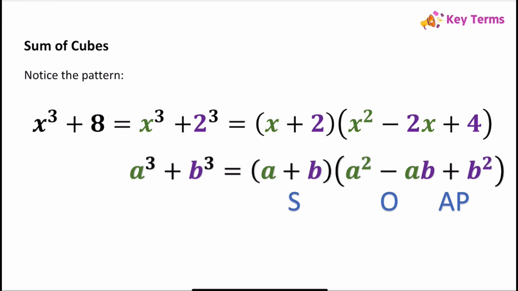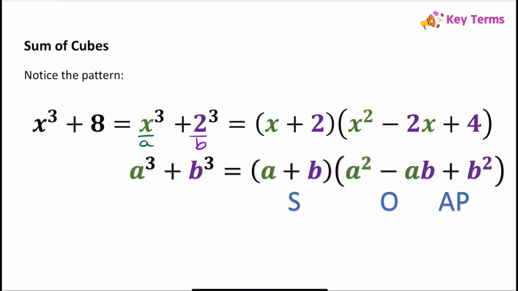So we're going to call x a and we're going to call 2 b, and we're going to plug into this pattern here. We have a cubed plus b cubed equals a plus b times a squared minus ab plus b squared. So that's how we get the factored form of this expression as x plus 2 times x squared minus 2x plus 4.